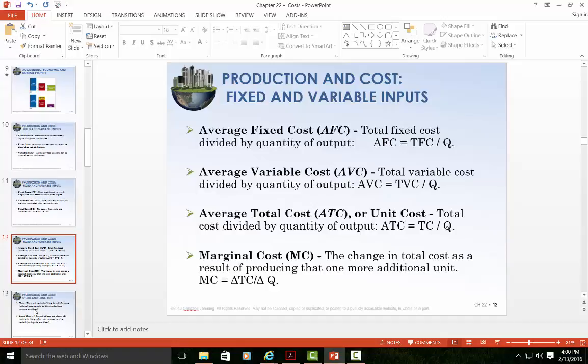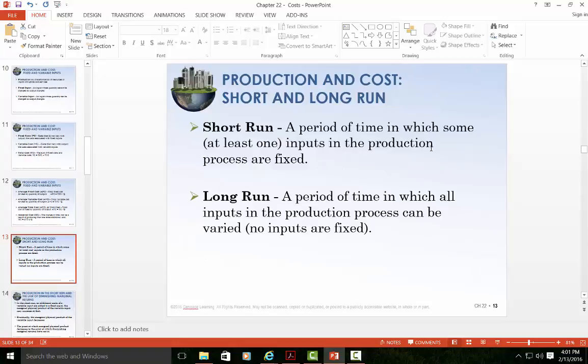Average fixed cost is total fixed cost divided by quantity, and I give you the formula there. Average variable cost is total variable cost divided by quantity. Average total cost is total cost divided by quantity, and then marginal cost, which is the real important one here, really more than anything else, is the change in total cost divided by the change in quantity. And you'll see why marginal cost is so important. It has to do with the analysis we just did in chapter 21 when we talked about the diamond and water paradox.